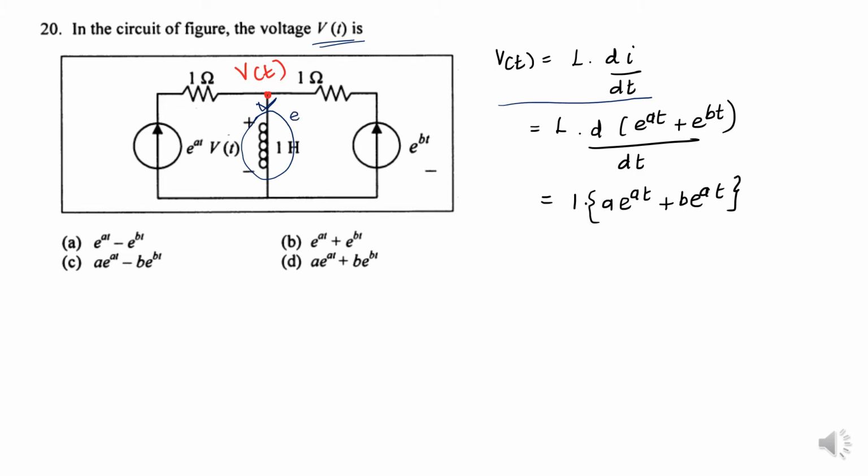That is e power at plus e power bt. This current is flowing in the circuit. So L into d of, in the branch, L into d of e power at plus e power bt divided by dt. So what is the differentiation? A e power at plus b e power bt. So option D is the correct answer.